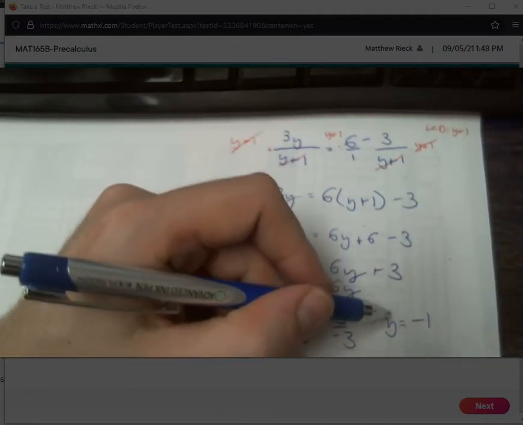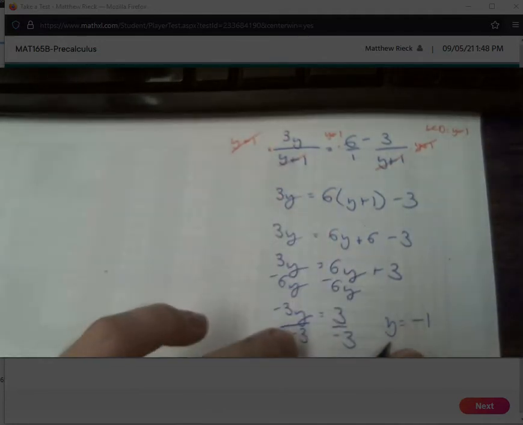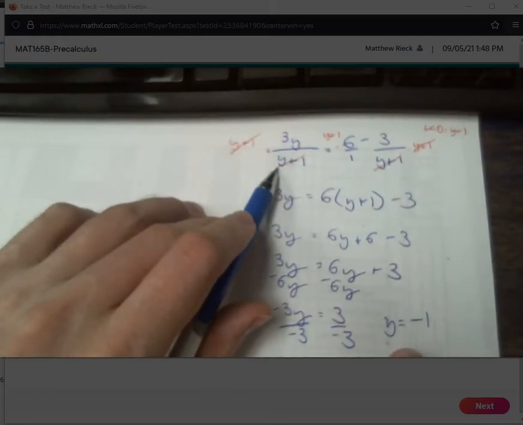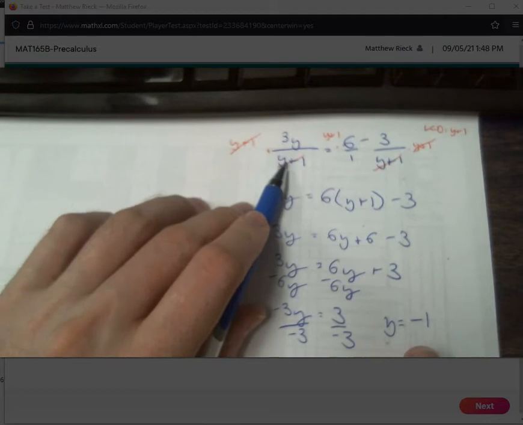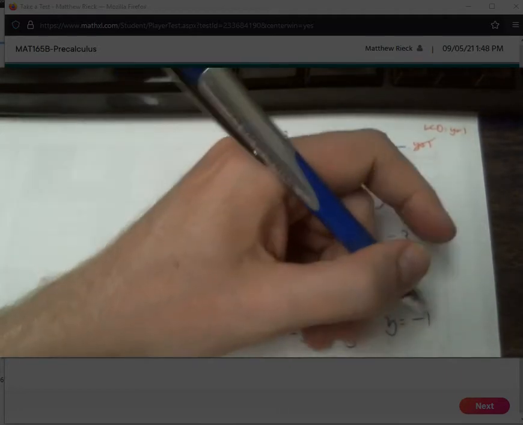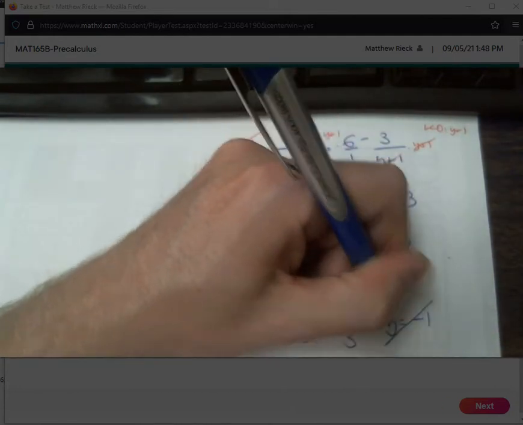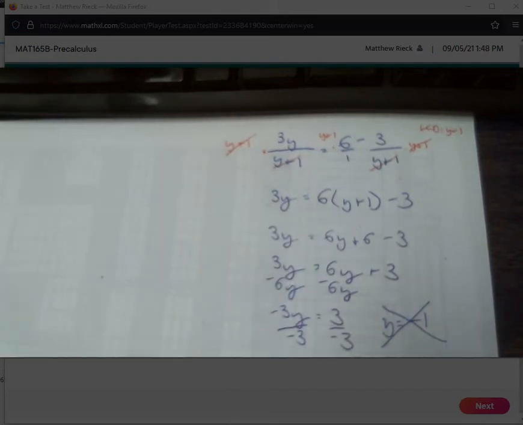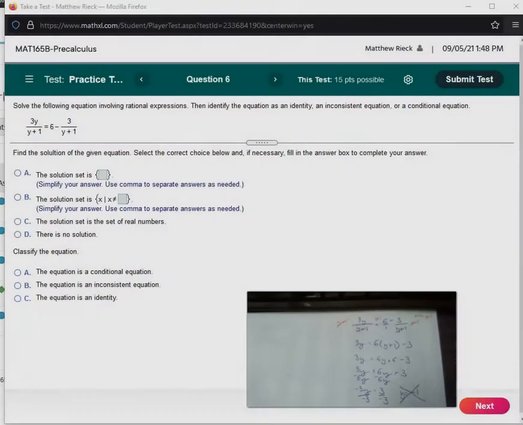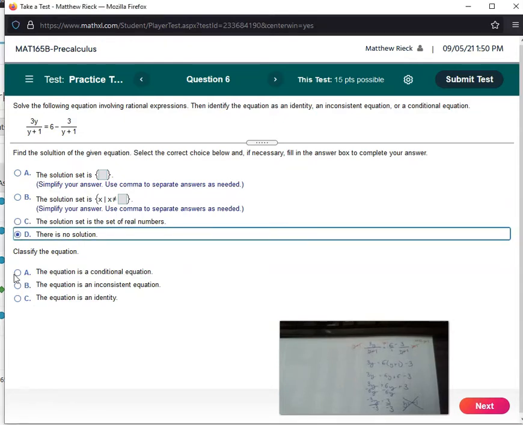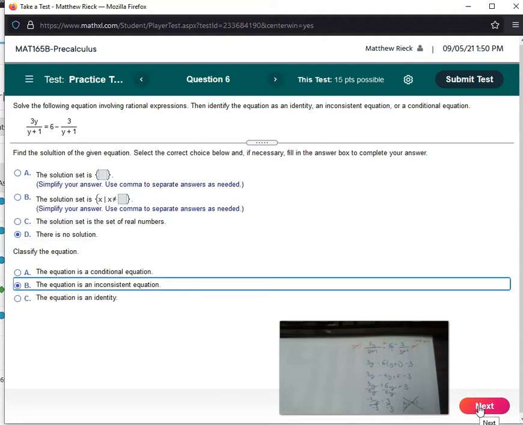Now, if y equals negative 1, we need to make sure that we're still not dividing by 0. So if we go back up to the top, if I take 3y divided by y plus 1 and plug in negative 1 for y, I end up dividing by 0, so we can't have that. So that answer is not going to work. In this case, we're going to have no solution, and that's what's known as a contradiction. So the equation is a contradiction, or sometimes referred to as an inconsistent equation.